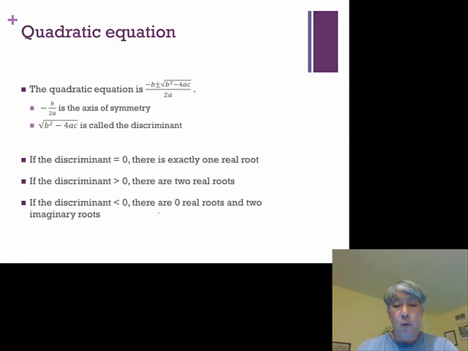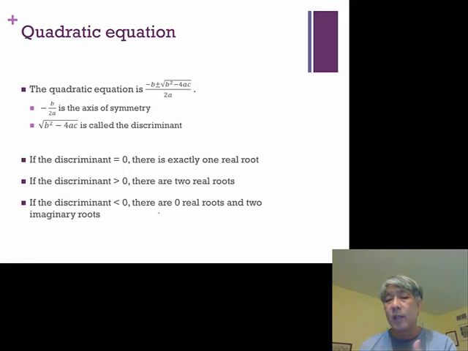Like I said, we're going to encounter this in the quadratic equation: minus b plus or minus the square root of b squared minus 4ac, over 2a. This equation has two parts. The first part is minus b over 2a, and this is important because it gives us our axis of symmetry. This is the x value where the left side and the right side will be mirror images of each other. The part with the square root of b squared minus 4ac is actually called the discriminant.